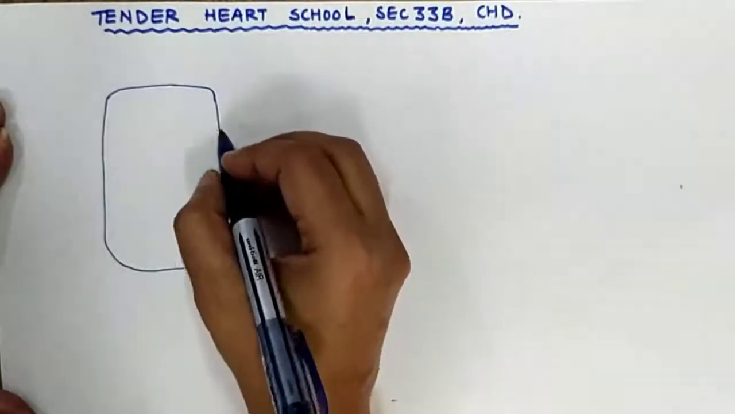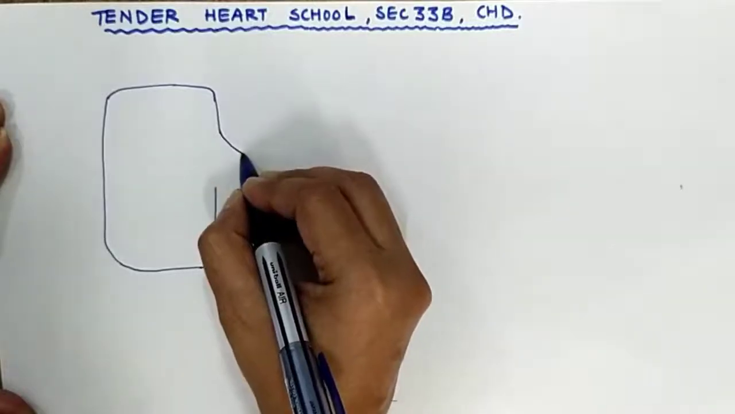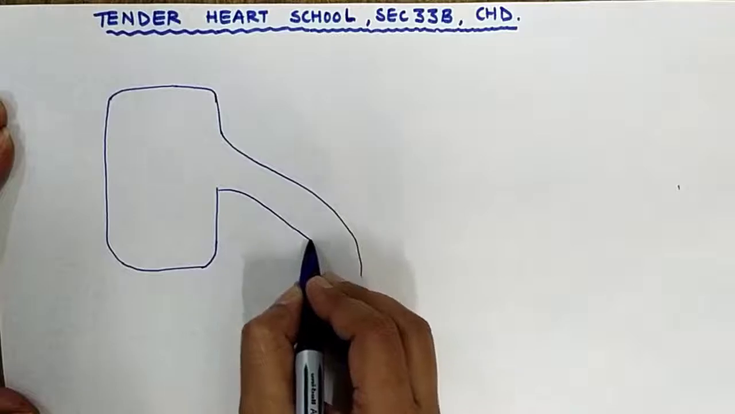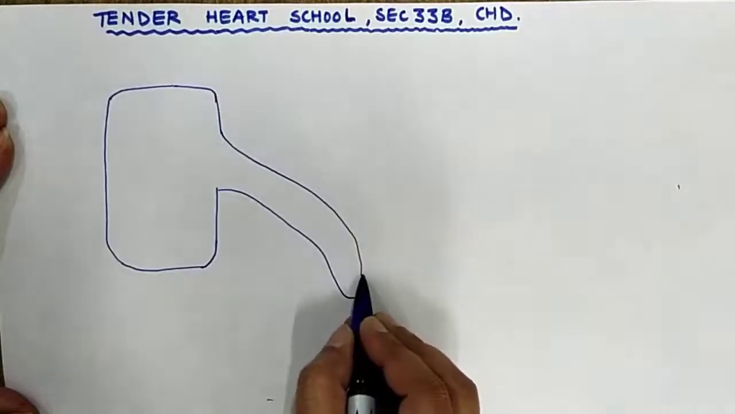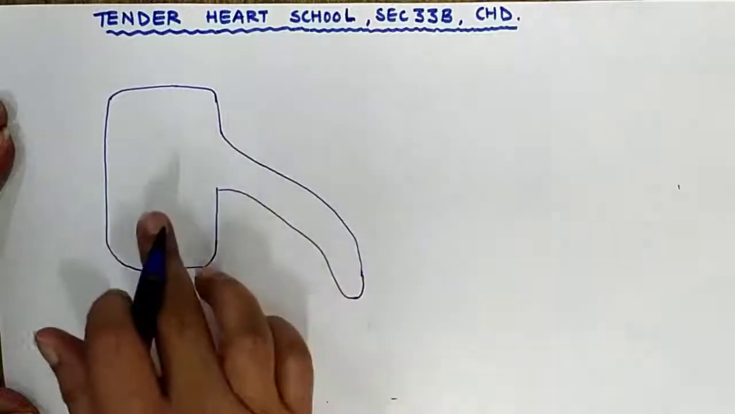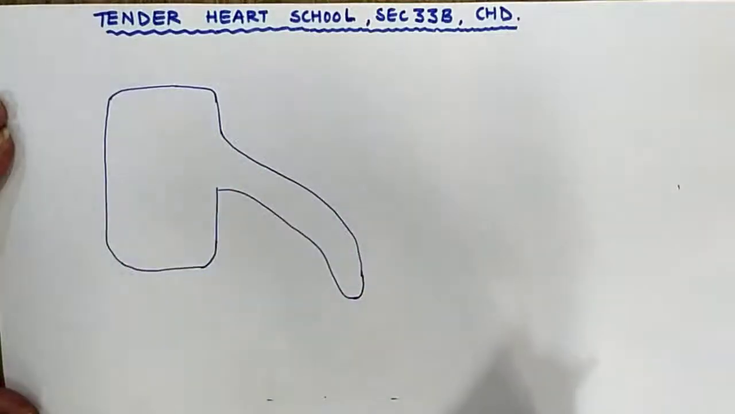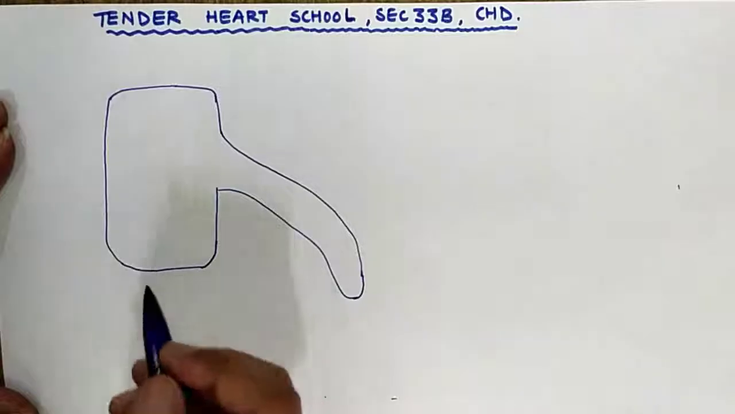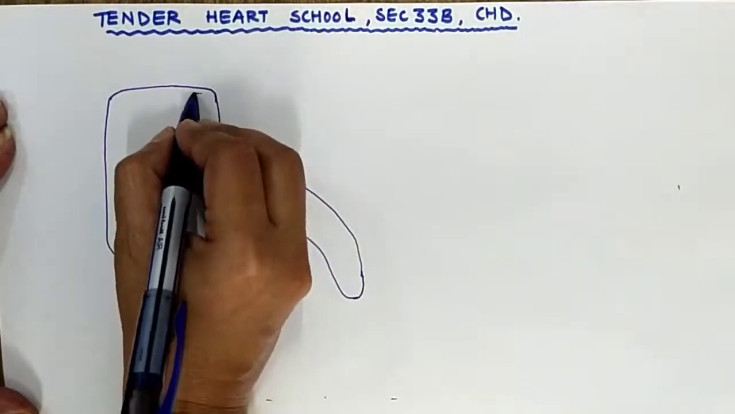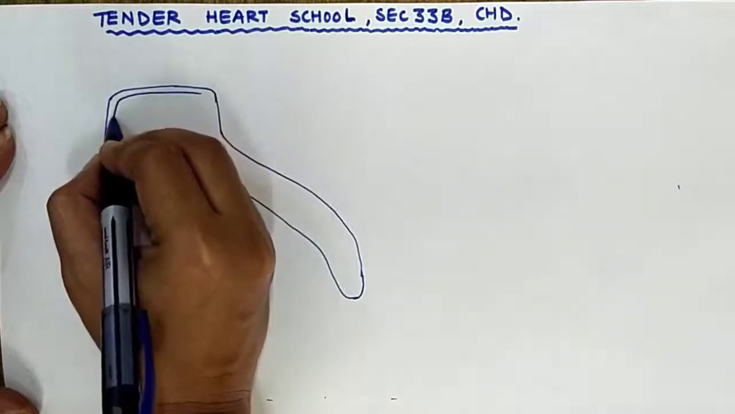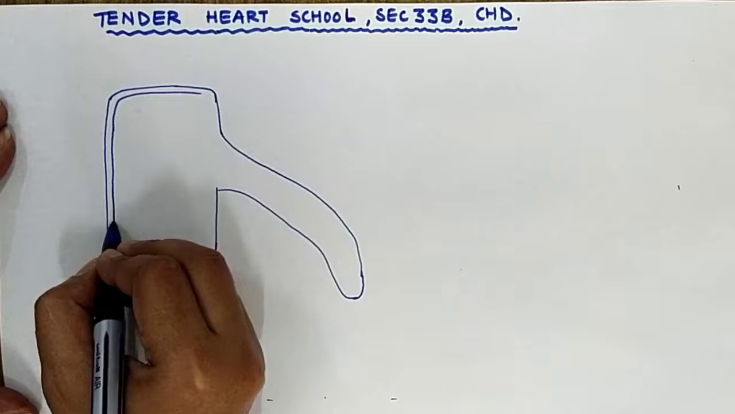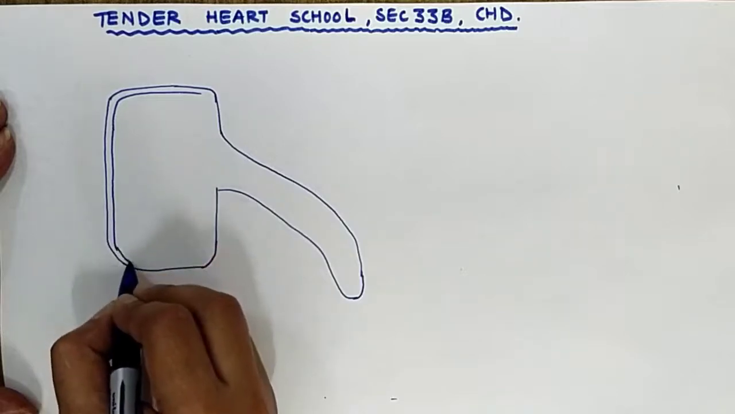Now root hair is an extension of the epidermal cell. So this way you can show the root hair. So outgrowth of the epidermal cell is the root hair. So now let us draw the various parts which are present in any plant cell. So we will label the cell membrane, cell wall, right?